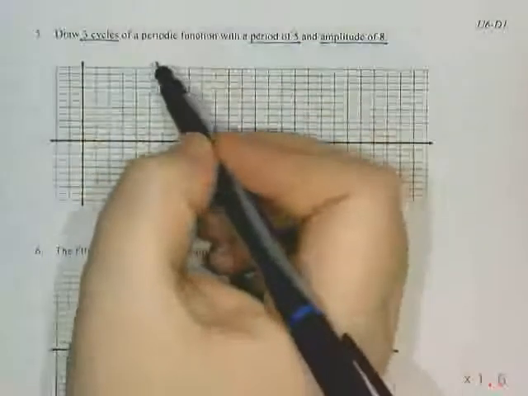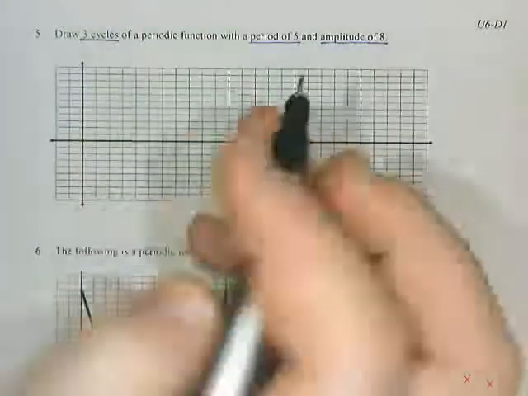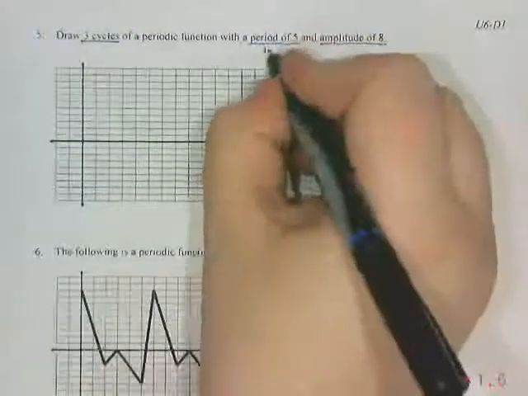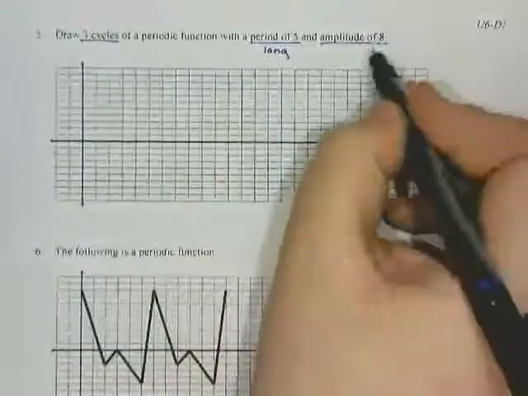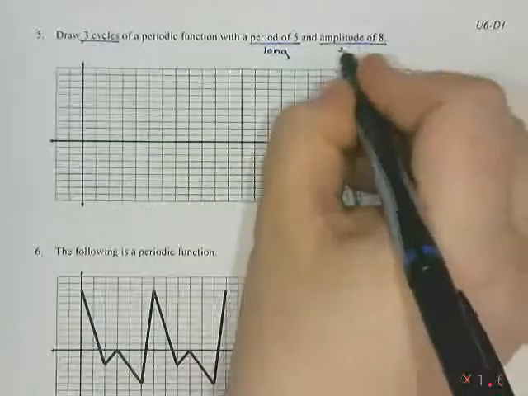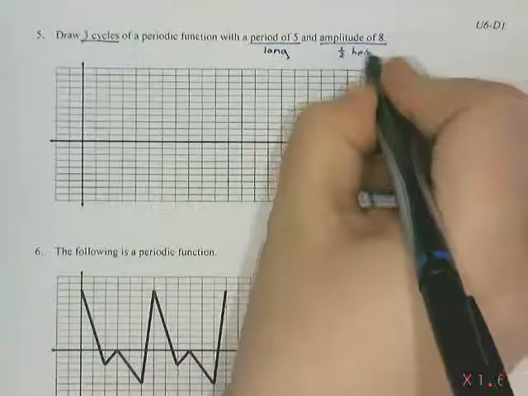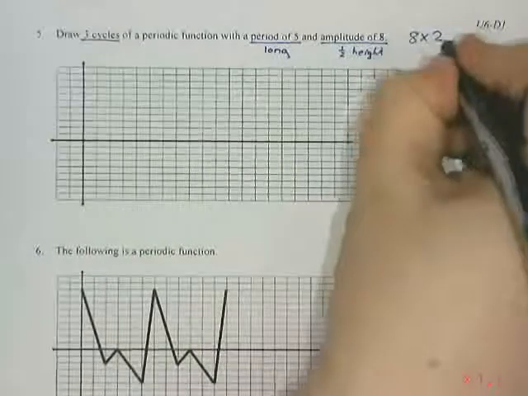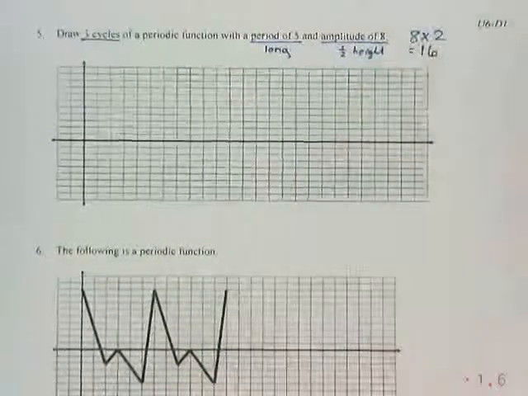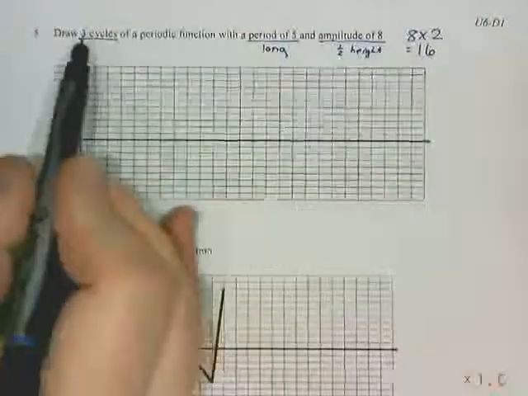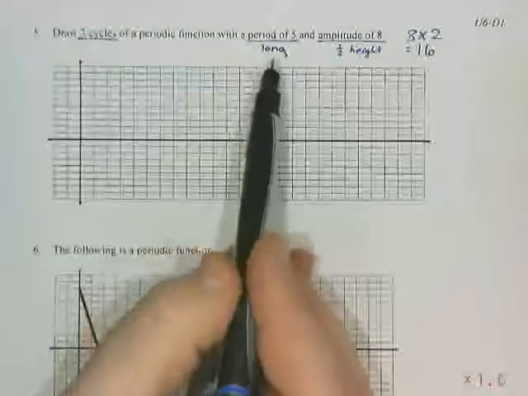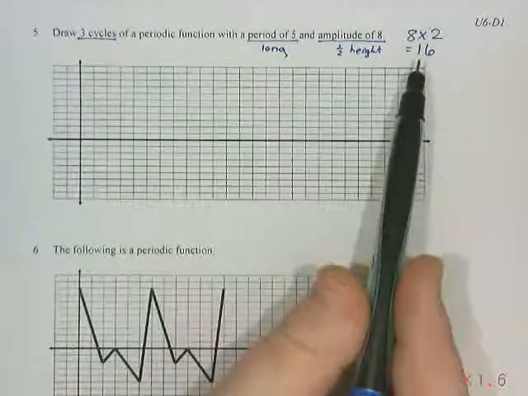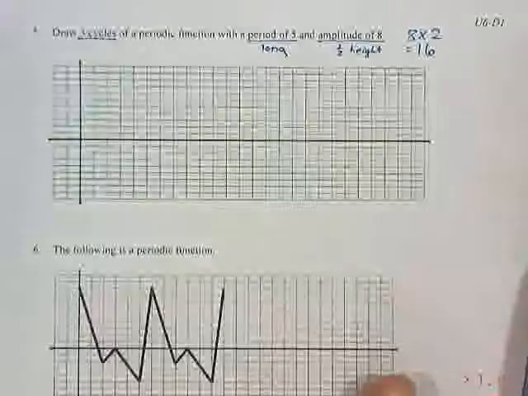So the 3 cycles tells me that I need to repeat the pattern 3 times. The period of 5 tells me how long the period is supposed to be, and the amplitude of 8 is half the height. So if I know that it has an amplitude of 8, that means that the full height is going to be 8 times 2, which is 16. So I need to draw 3 repetitions of a function that takes up 5 squares to start and finish, and then has a total height of 16 squares.